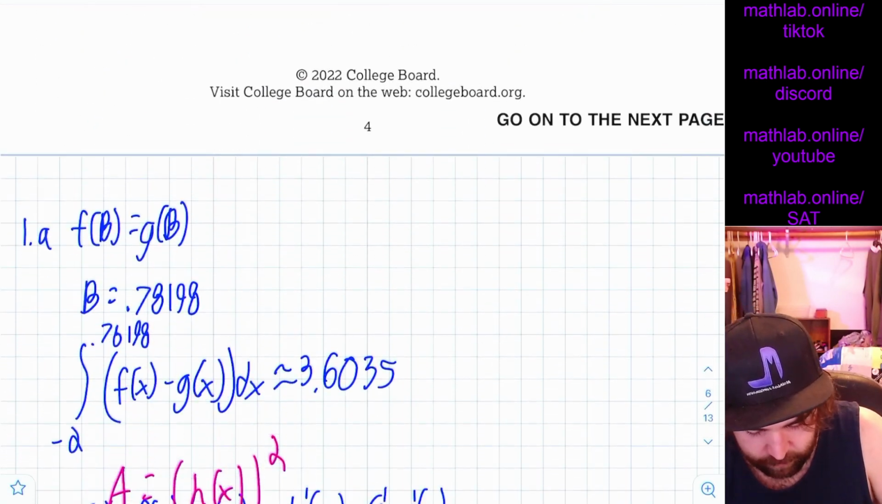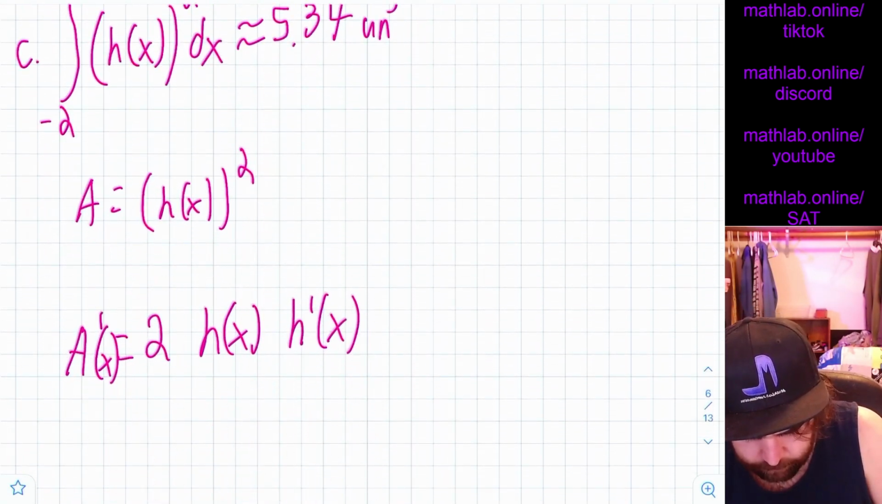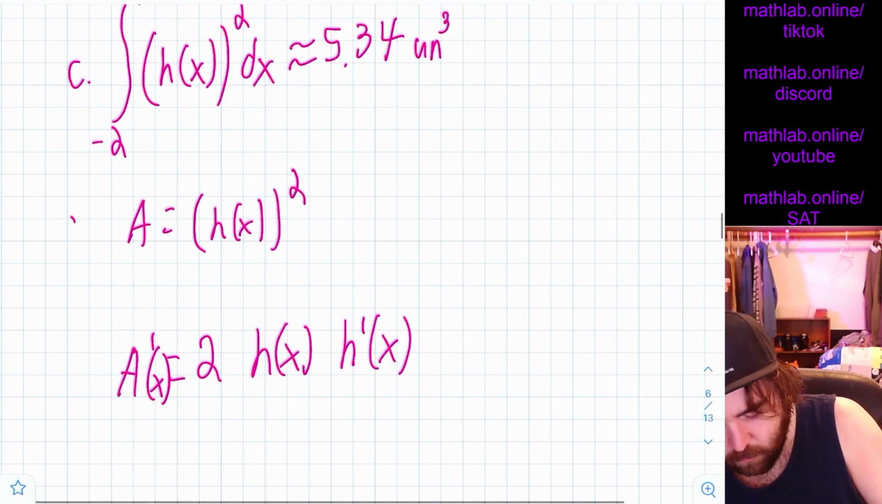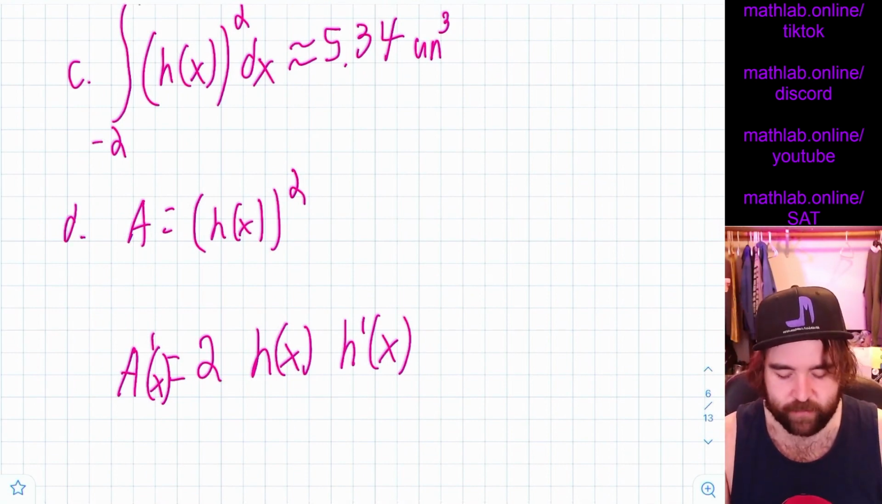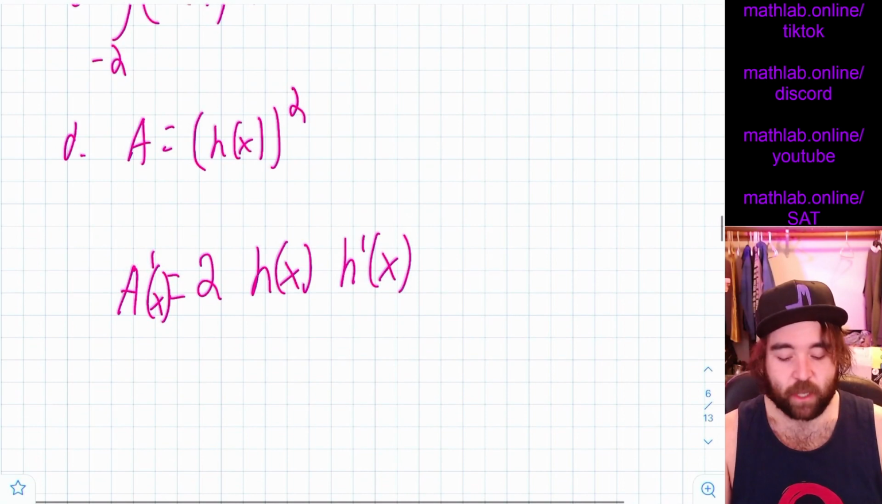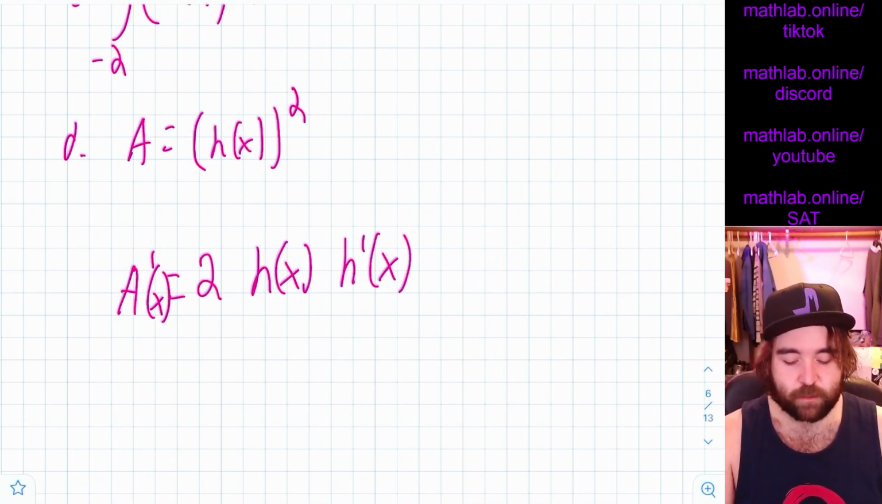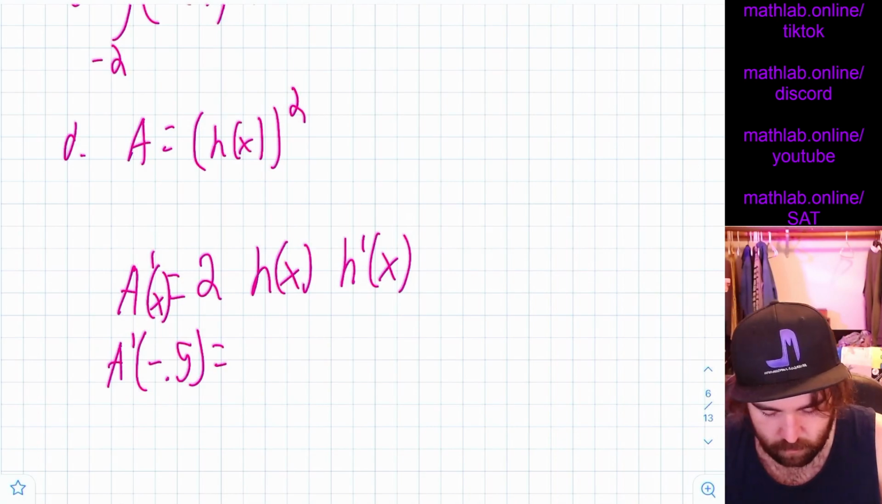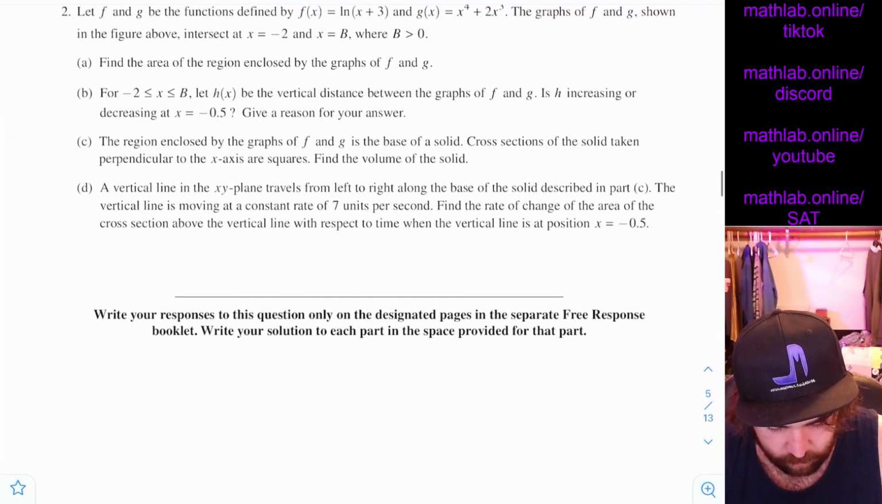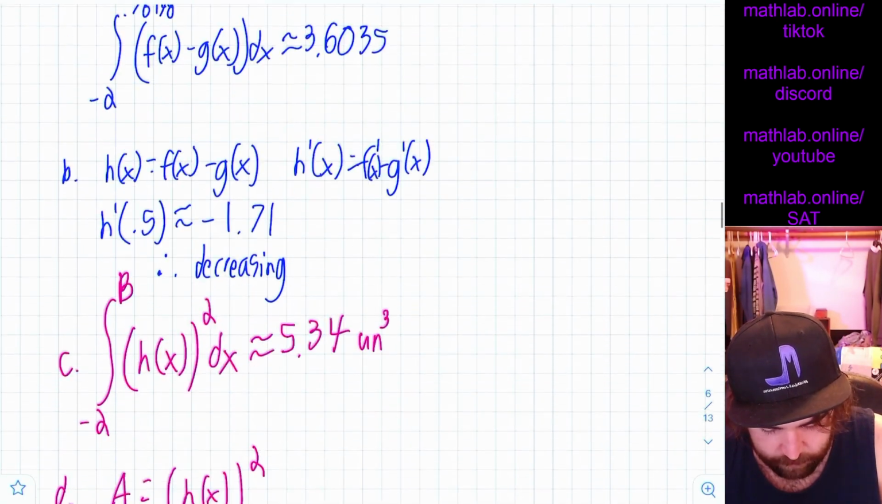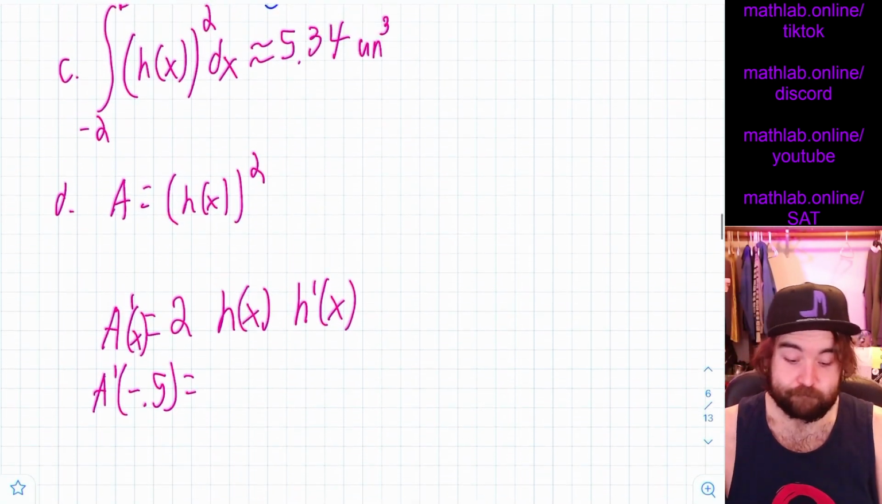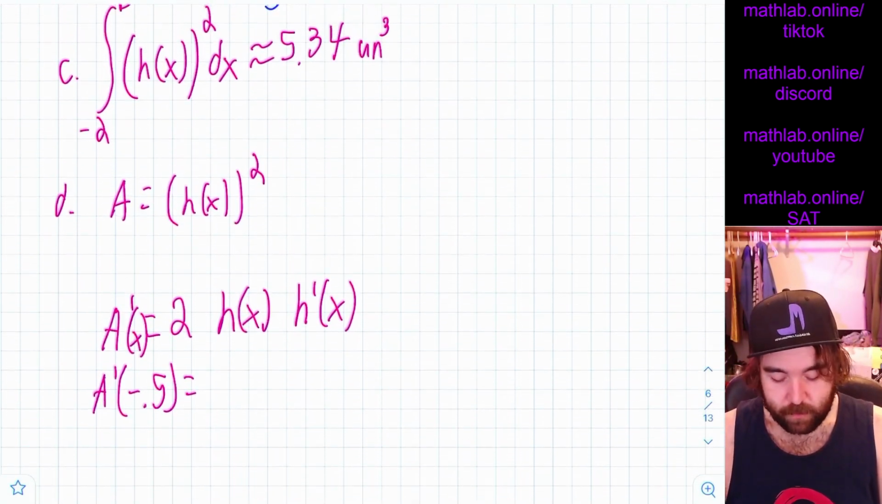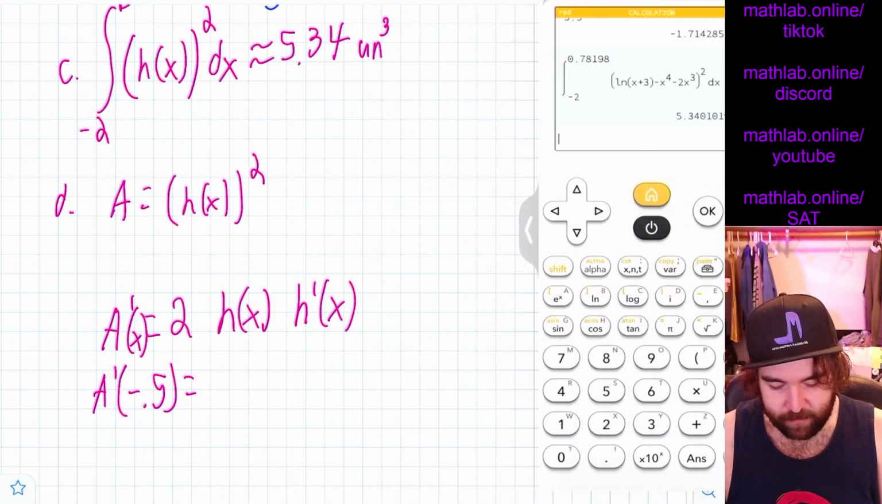Let's bring this down here with the rest of our work. So this is D. We have that area, so the area is h of x squared, which means the rate of change of that area is 2 times h of x times h prime of x. And then now we just want to find a prime of negative 0.5. That's what we're caring about, right? At negative 0.5. All right. So I've just kind of got to tediously type that in, I suppose.